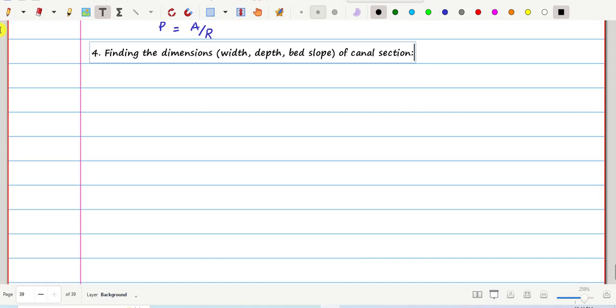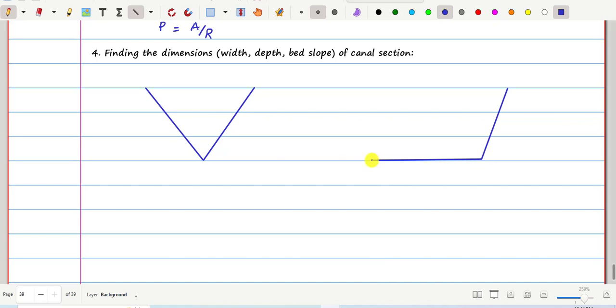So before starting this, we need to know one thing. While designing a lined canal, we can face two kinds of canals. Either your canal will be in this shape, triangular shape, or your canal can be in trapezoidal shape. You can face these two types of canals, either triangular or trapezoidal.